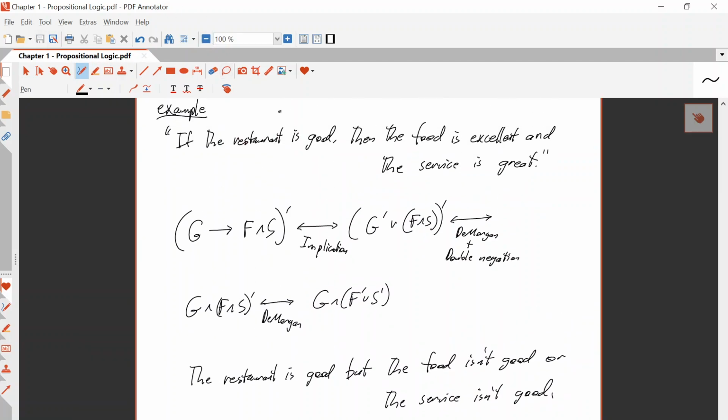So this statement has the exact opposite truth value of the original statement. If the first statement is true, this statement is false. If the first statement is false, then this statement would be true. This statement is saying for a restaurant to be good, it's necessary that both the food and the service are excellent. But this person is saying the opposite. It's saying, no, the restaurant could be good with either food that's not great or service that's not great. It's not necessarily that both are great. So it all depends on what you mean by good, right? So these are the exact opposite in meaning. Okay.